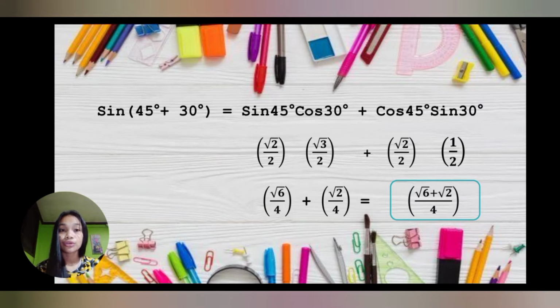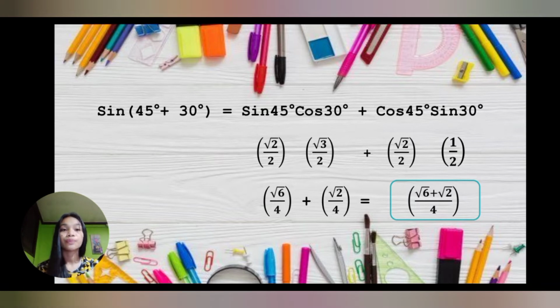So in the unit circle, find the sine 45 degrees, which is the square root of 2 over 2, and find in the unit circle the value of cosine 30 degrees, which is the square root of 3 over 2, plus, which is our sign, and our cos 45 degrees in the unit circle is square root of 2 over 2, and our sine 30 degrees in the unit circle is equal to 1/2.